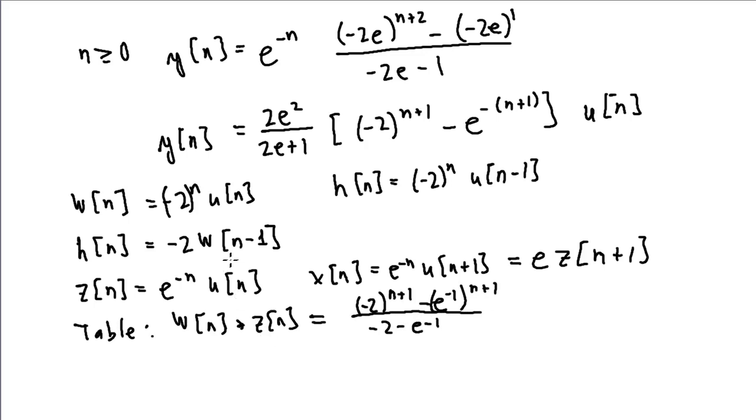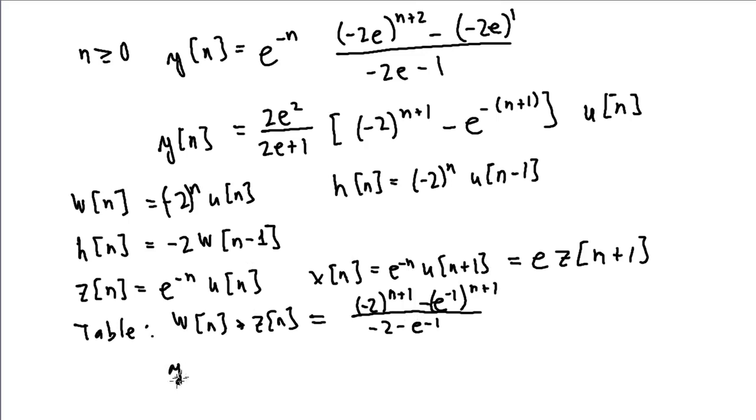I really want the convolution of h of n with x of n. Well, h of n is w of n shifted 1 unit to the right. X of n is equivalent to z of n, but shifted 1 unit to the left. A shift to the left is going to cancel out a shift to the right. So h of n convolved with x of n is going to be an unshifted version of this. The only thing I have to take into account is this amplitude scaling, multiplication by minus 2 here and e here.